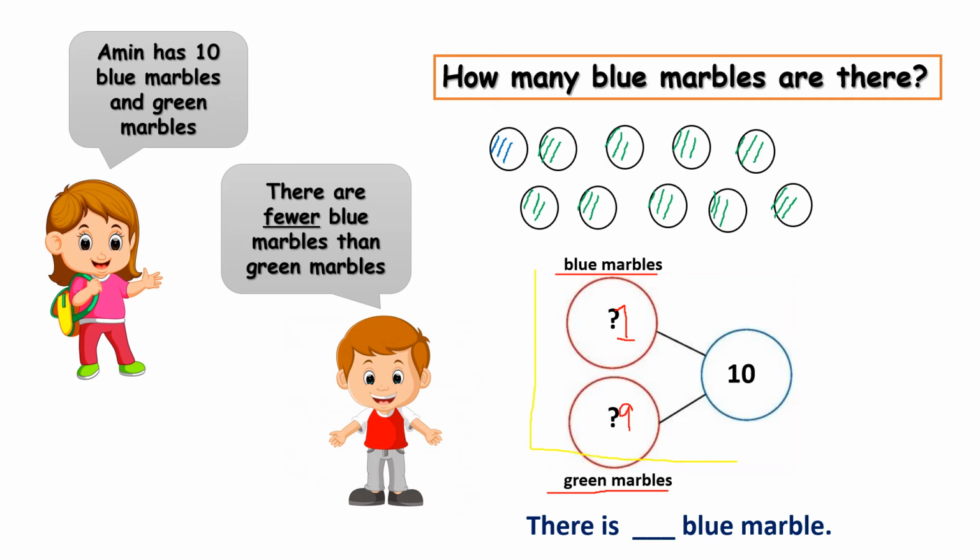Look at the number bond. Are there fewer blue marbles than green marbles? Yes, because 1 is smaller than 9. So there is 1 blue marble.